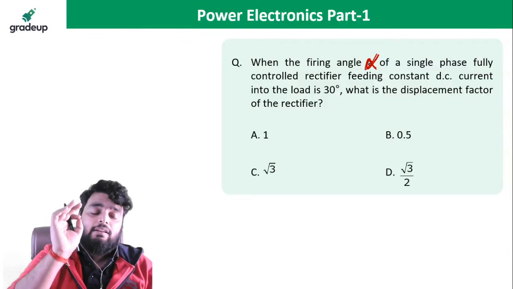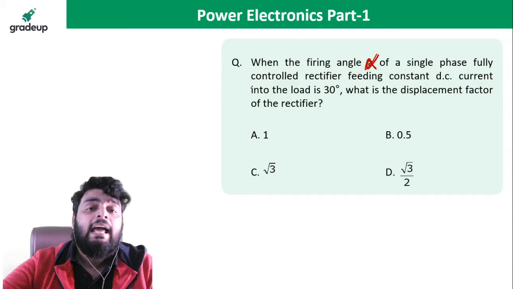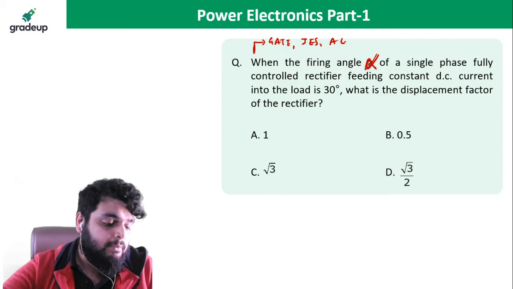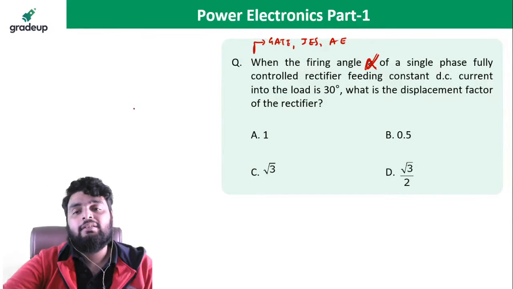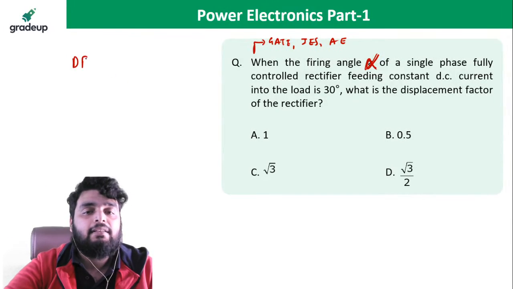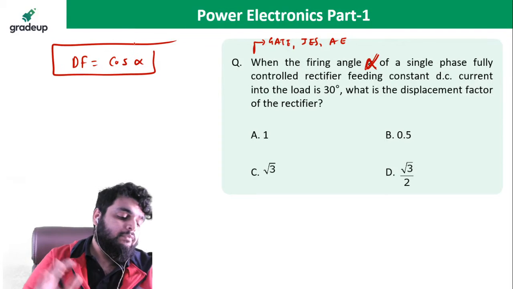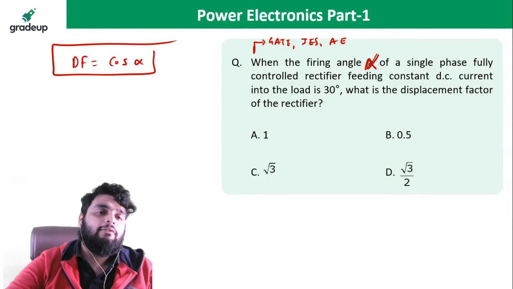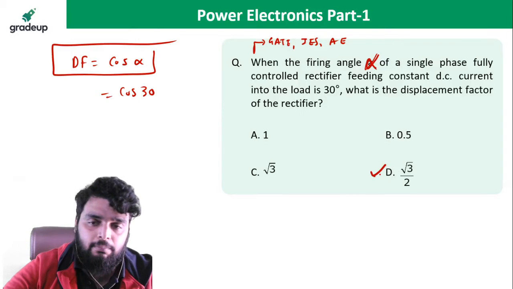Very simple. मेरे अकॉर्डिंग पावर इलेक्ट्रॉनिक्स का मोस्ट सिंपल क्वेश्चन है ये, और ये क्वेश्चन आपके गेट में भी पूछा गया है, पता है, गेट में, आईएएस में और different AE exams में, जबकि this is the most easiest question of power electronics. Nothing you should worry about. Displacement factor is equal to cos alpha. Just remember this thing, a displacement factor is equal to cos alpha. So alpha is 30 degree. Answer is root 3 by 2.